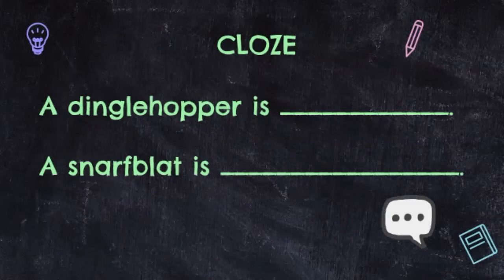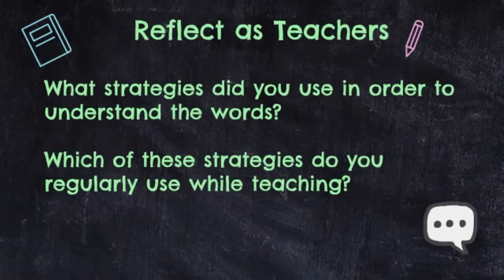So the dingle hopper is our fork and the snarfblat is that pipe dating back to prehistoric times. So as teachers, let's take a step back and reflect on this. What strategies did you use in order to understand these words? Which of these strategies do you regularly use while teaching? I'm going to pause for a second.